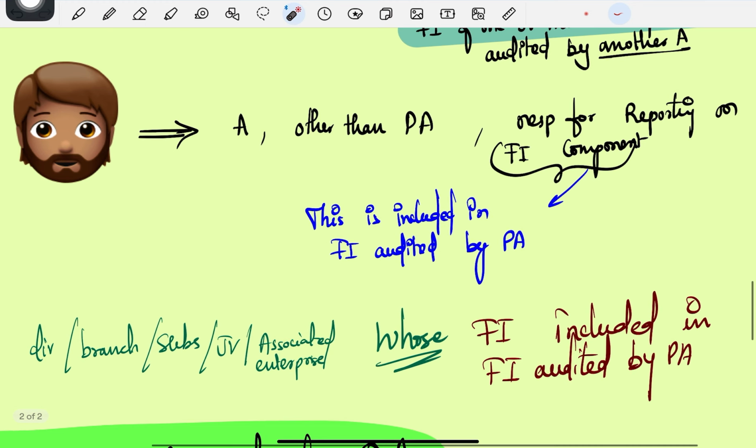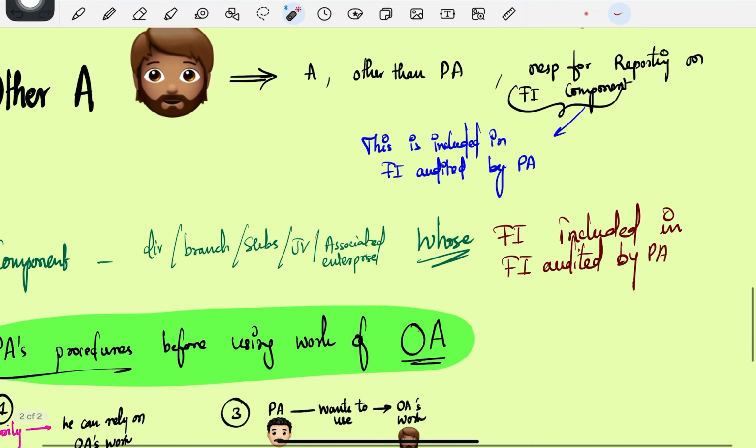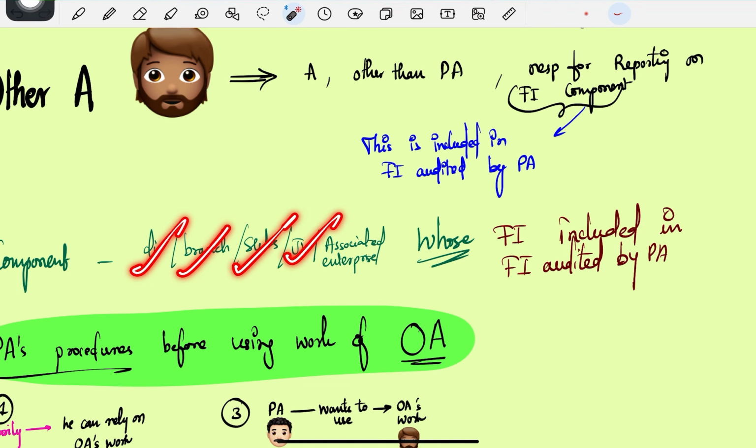Next, who is an Other Auditor? Other Auditor is an auditor other than the Principal Auditor who has the responsibility for reporting on financial information of a component, which is included in the financial information audited by the Principal Auditor. Next, what is the meaning of component? Component means a division, a branch, a subsidiary, or a joint venture or associated enterprise whose financial information is included in the financial information audited by the Principal Auditor.